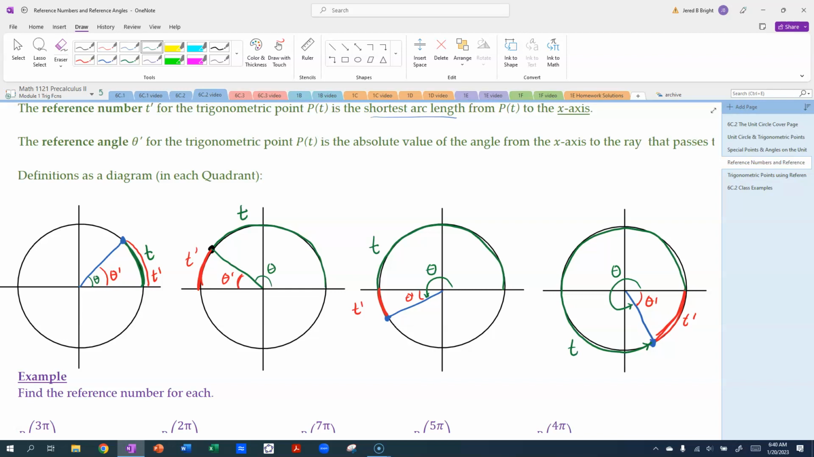Quadrant 4, again, t would wrap all the way around. Theta would wrap around as well. T prime, again, to the x-axis, not to the y-axis. Number one mistake that I see students make here is they say this is t prime here in purple. No, it has to be to the x-axis. All right, so that's the conceptual idea.